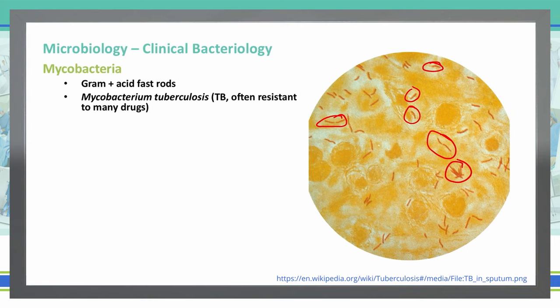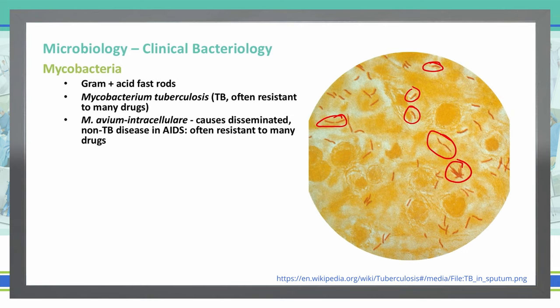Some other species of mycobacteria that we do deal with is Mycobacterium avium. Mycobacterium avium, especially intracellulare, does cause disseminated non-TB disease for patients that have AIDS. And oftentimes this is resistant to many drugs as well. The one thing that we always do for patients that have AIDS, when their CD4 count drops below 50 cells per millimeter, that is when we will give them a prophylaxis treatment with azithromycin to help reduce the possibility of a Mycobacterium avium infection.